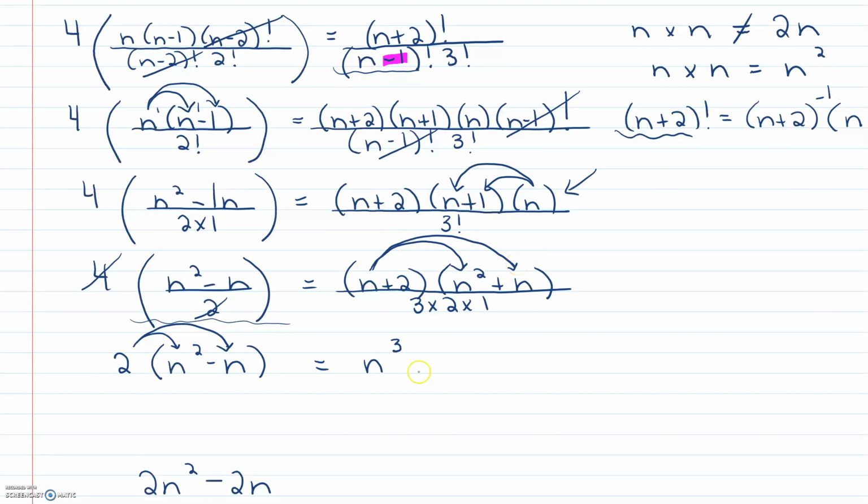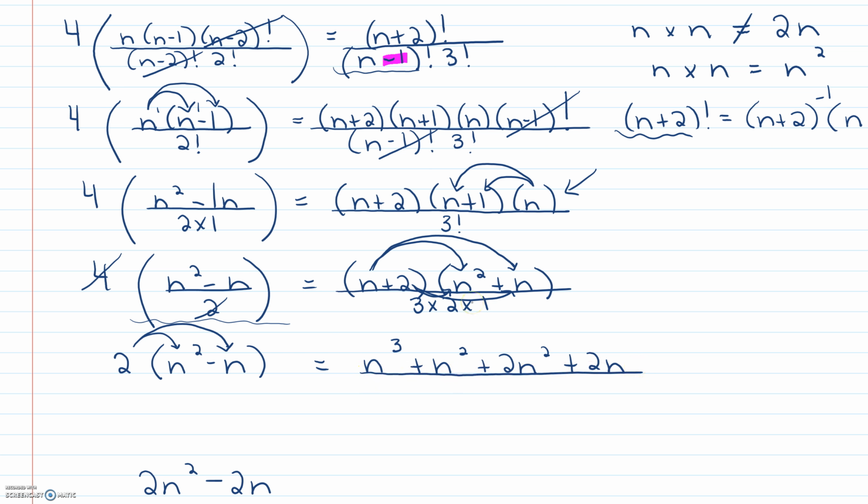Outer, n times n is n squared. Now inner, 2 times n squared is 2n squared, and 2 times n is 2n. This may be something you want to rewind and review, because if you make a mistake here, again, it affects your outcome, your final answer.